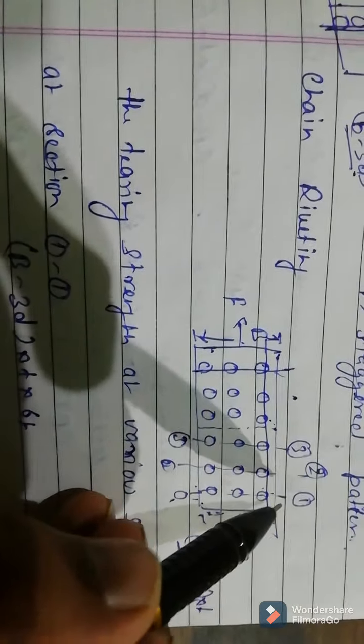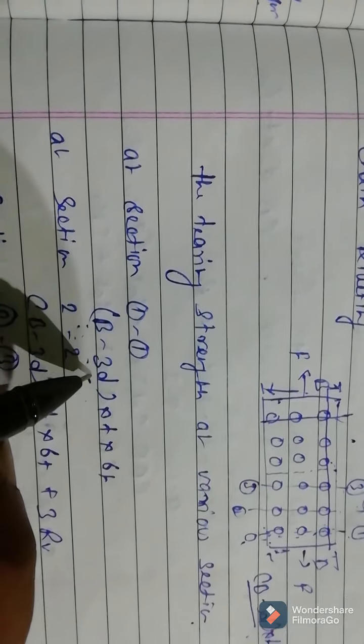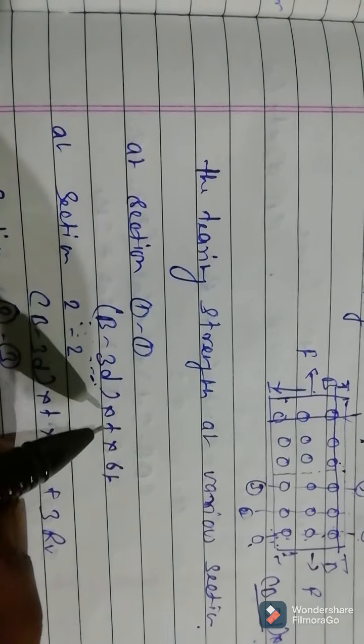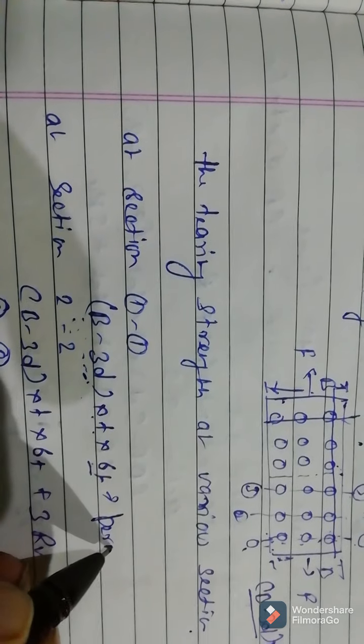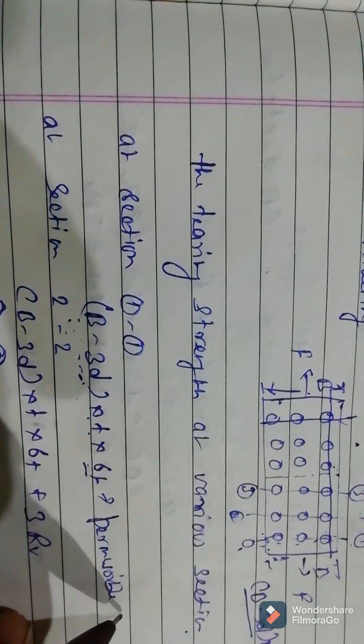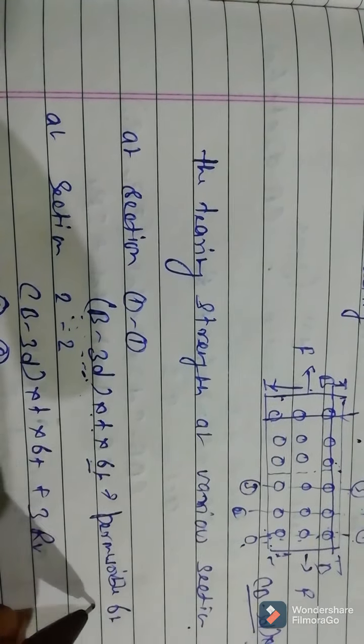Now we are going to find the tearing strength of the various sections. Suppose these are the sections first, second, third; we calculate the tearing strength at section first, section second and section third. Tearing strength at the first section: net section available is B minus 3D, because three rivets are applied. B is the width of the plate, D is the dia of the rivet. So B minus 3D multiplied by T into sigma T, the permissible tension stress.